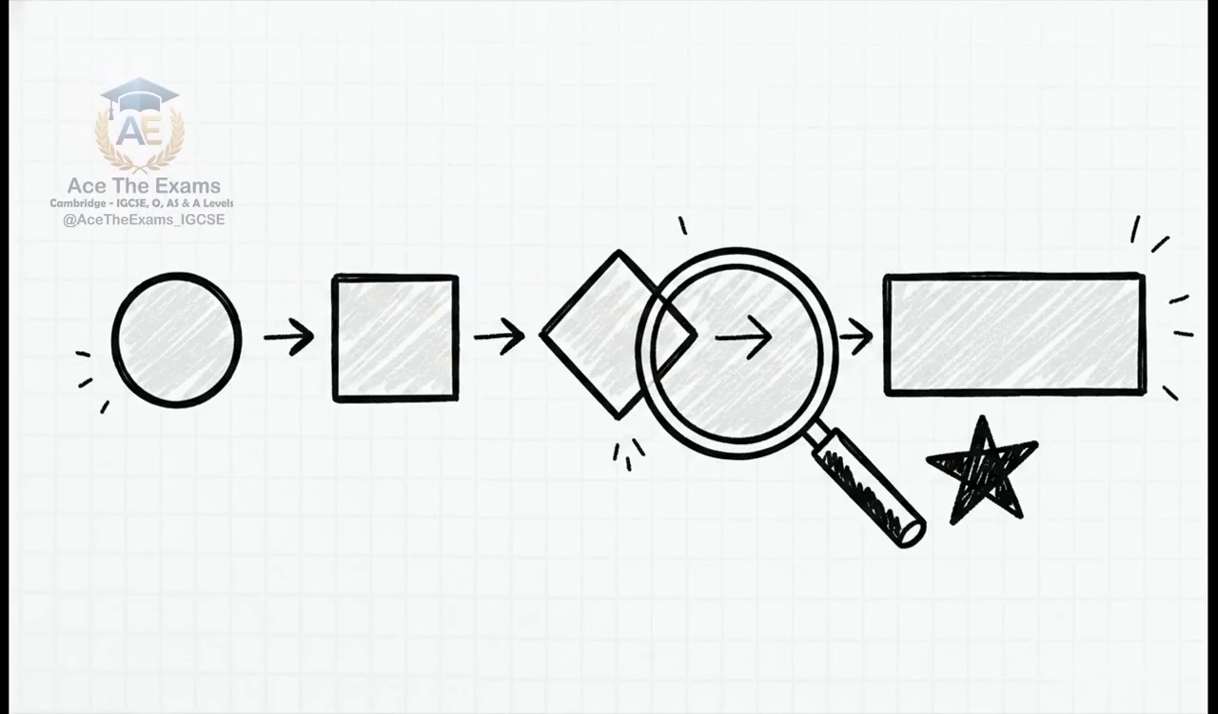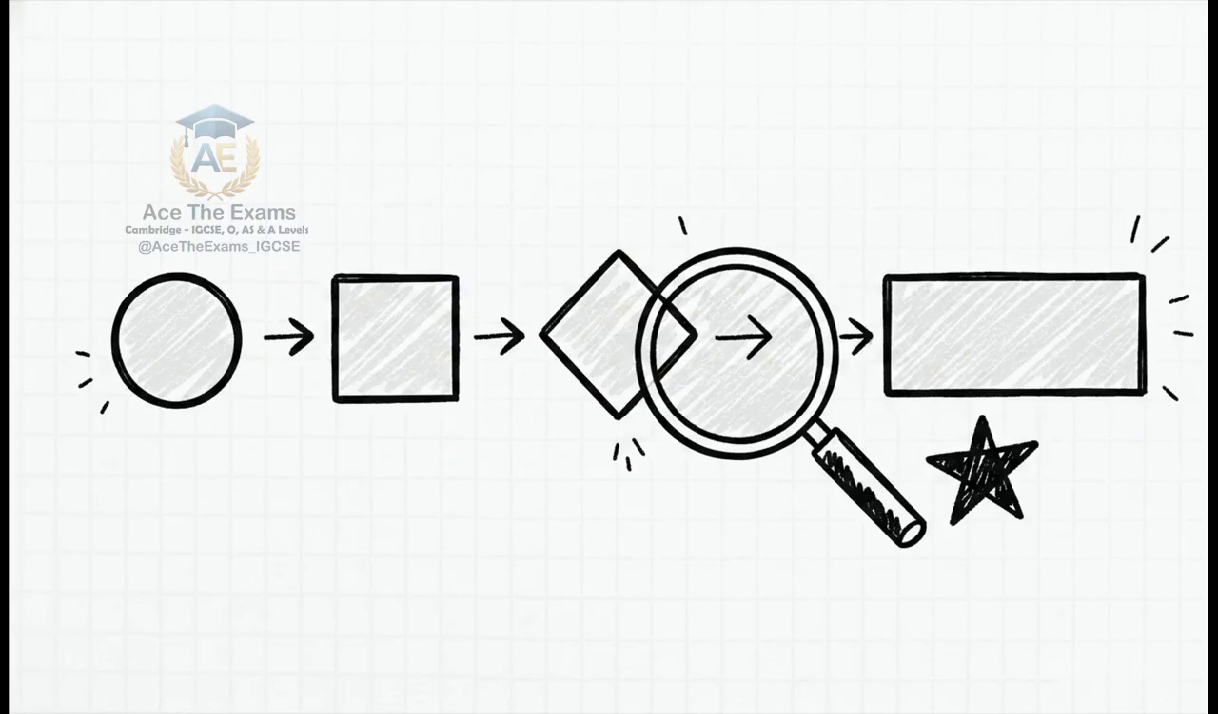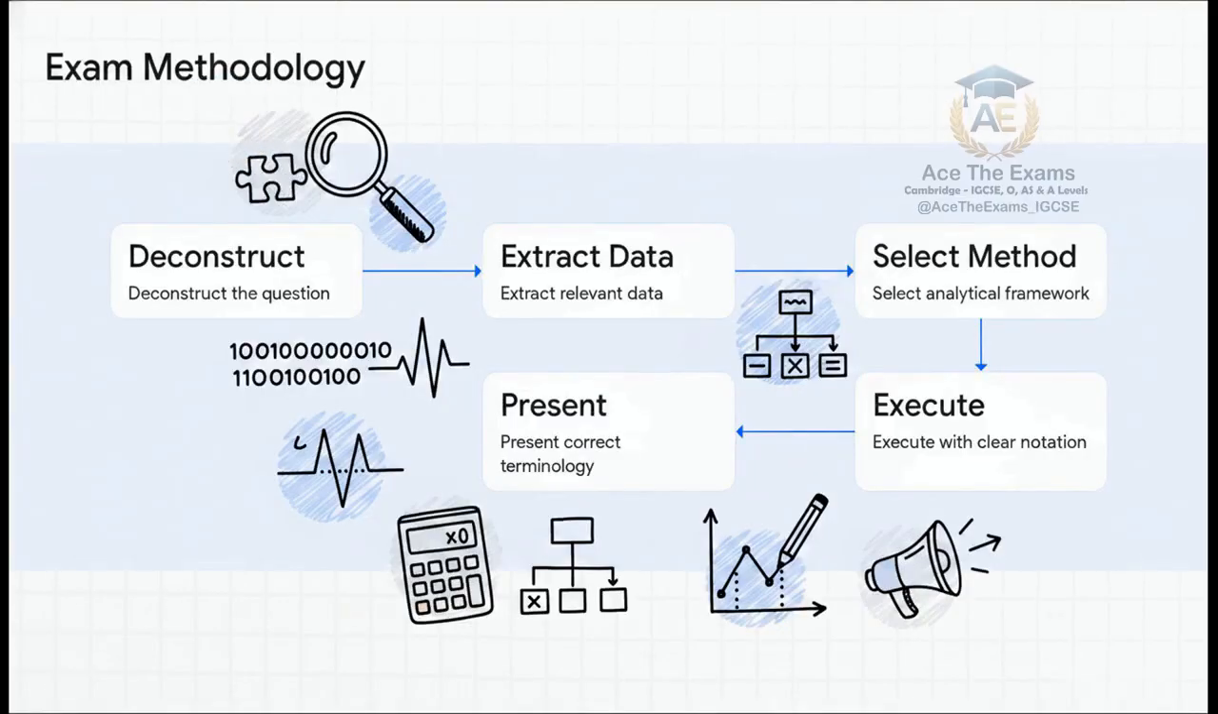Now, back to method marks. Examiners want to see your brain on the page. They want to see the sequence of your logic. If you just write down a number, you get 0 method marks. It's like doing a math problem in your head. It doesn't matter if you're a genius. The examiner can't grade what they can't see. Let's build this into a reliable system.